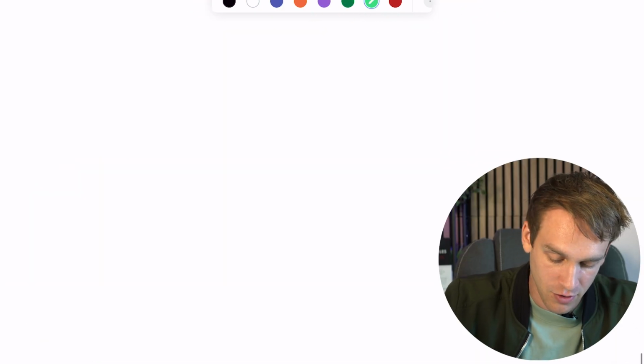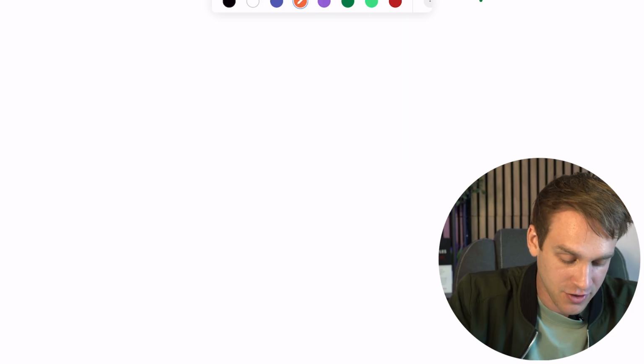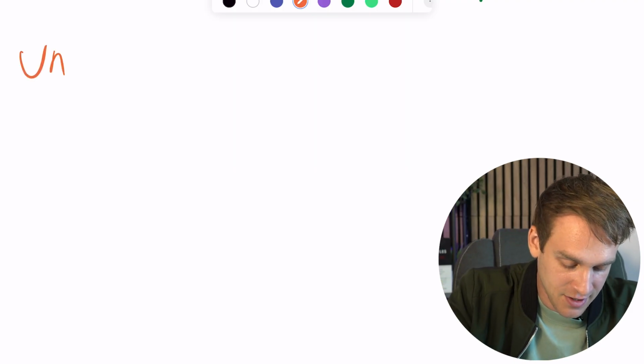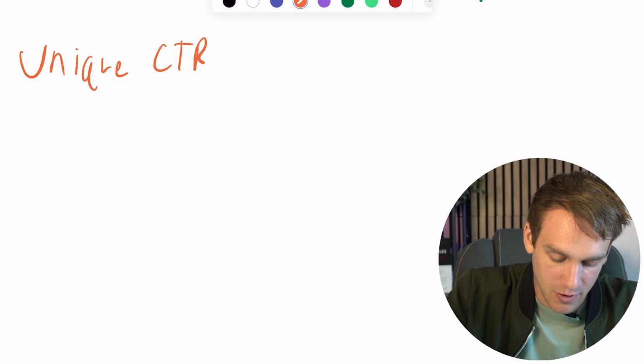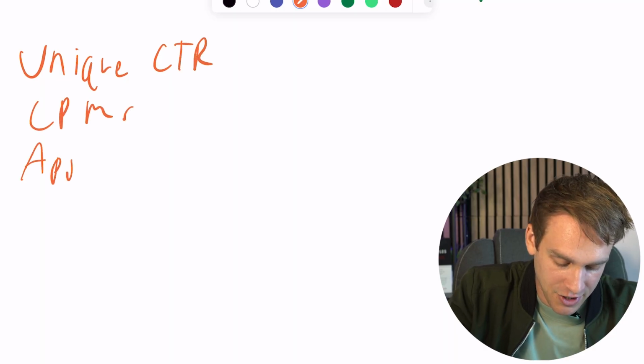And what you need to do is go and gather data on the key metrics. So first we start from click to close, by the way. We gather data from click to close. So first is unique click-through rate. Go gather that. Then is your CPMs. Then is your application percentage.